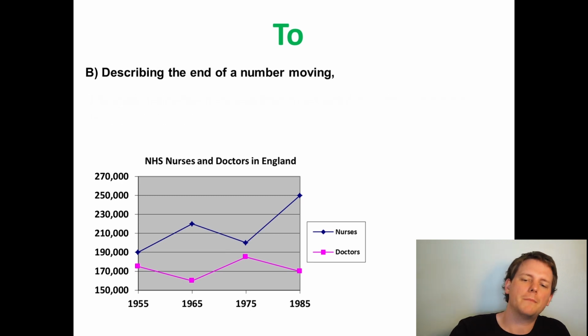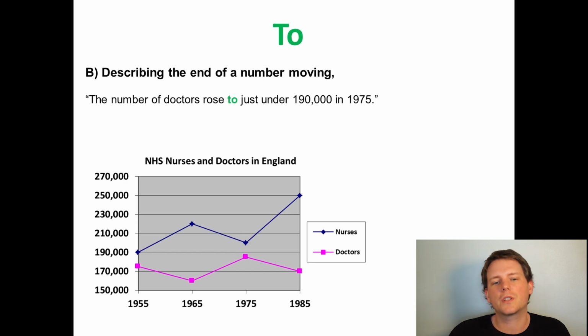Describing the end of a number moving. The number of doctors rose to just under 190,000 in 1975. So we look at 1975 for doctors. From 1965 rose to 1975 rose to just under 190,000 doctors. So that's what "to" means. It's kind of part of another prepositional phrase, really, from and to, like with the time phrases, but this is about changes in data instead.